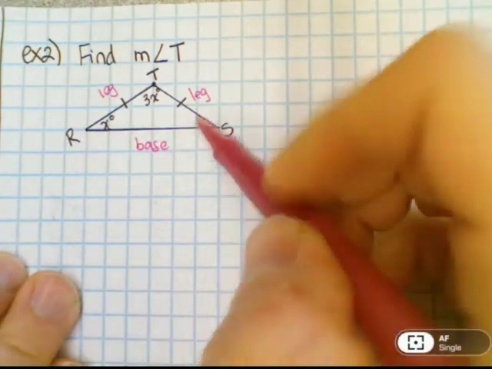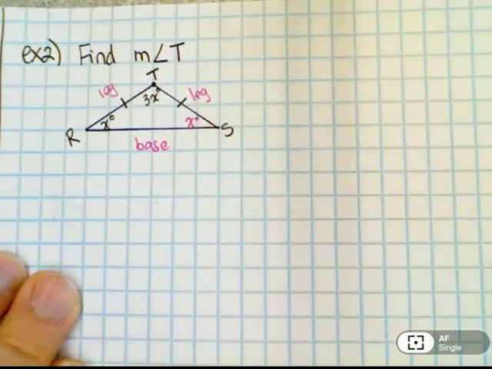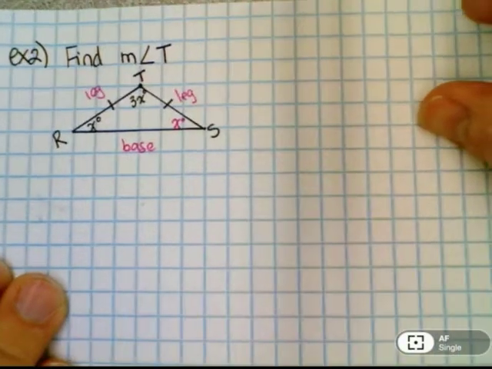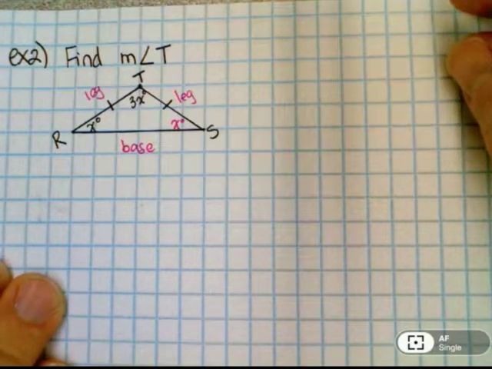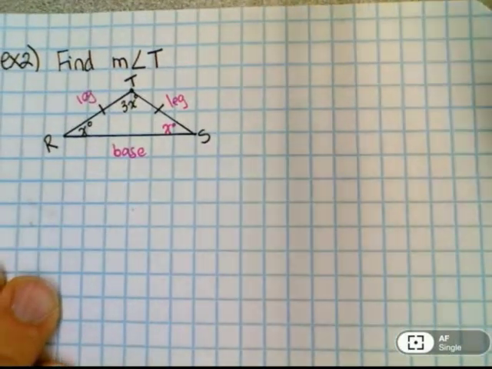And so the base angles, this one and this one, have to be the same. If this is x degrees, this is x degrees. So that's the first thing I know. The other thing that I know here is that this is a triangle, and the 3 angles in a triangle have to add up to 180 degrees. So I'm going to write that out.